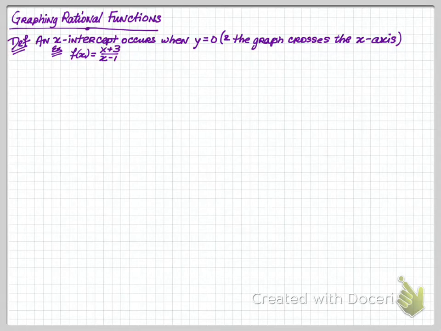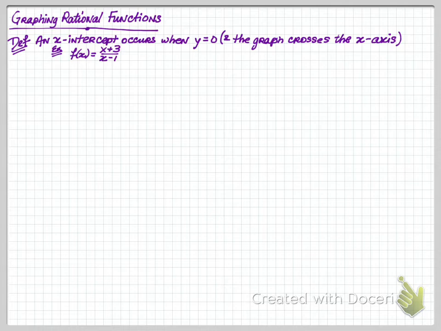How are you today? Okay, so today we're going to recap what we talked about last week, and that is graphing rational functions. One of your definitions is an X-intercept, and this is true for all functions. An X-intercept occurs when y equals 0 and the graph crosses the x-axis.